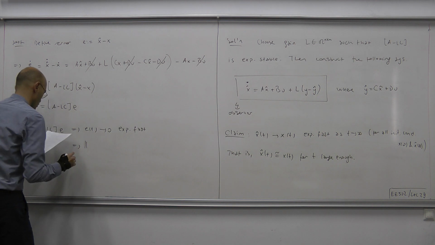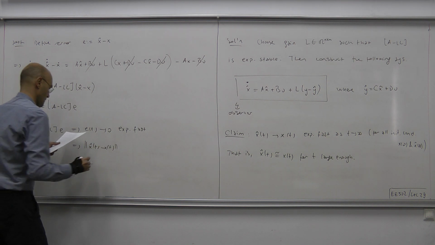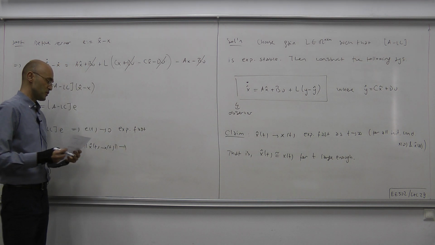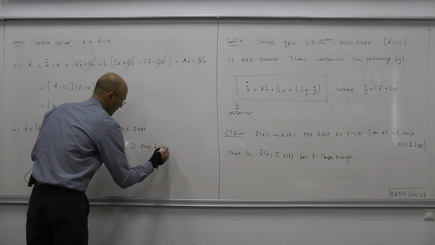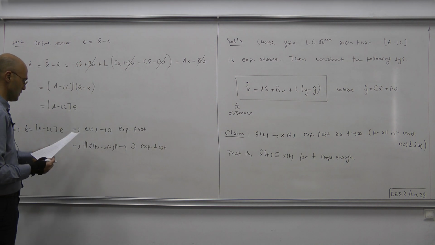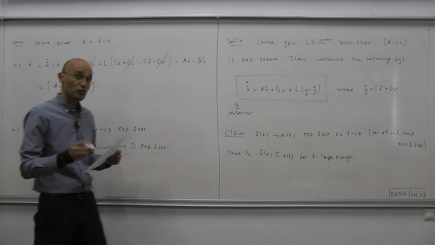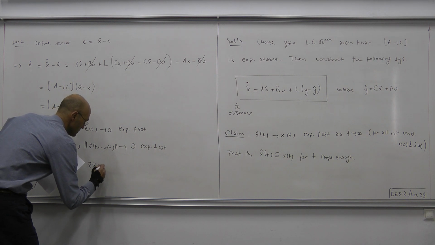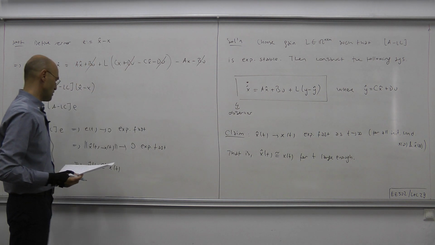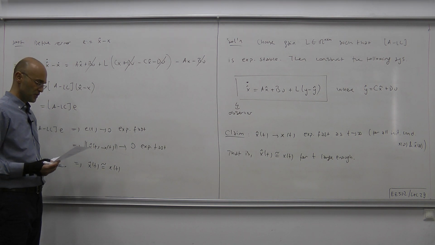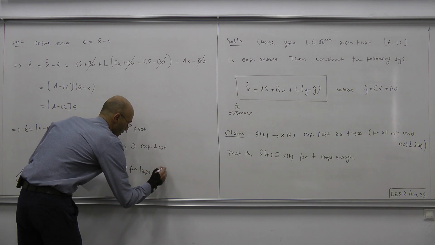That implies the norm of x hat of t minus x of t, because this is the error, converges to 0 exponentially fast, and as a result, after a while, and in fact after a short while, the estimate becomes a very accurate approximation of the actual state of the system x of t, for large t.